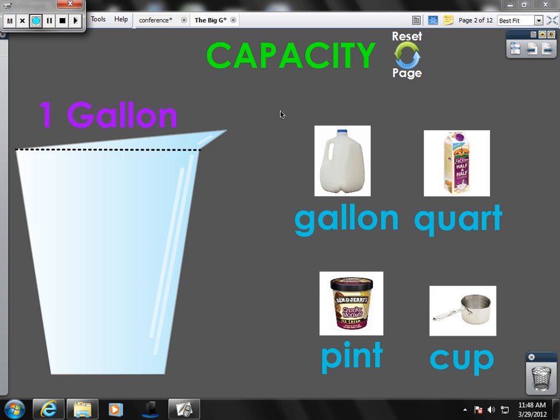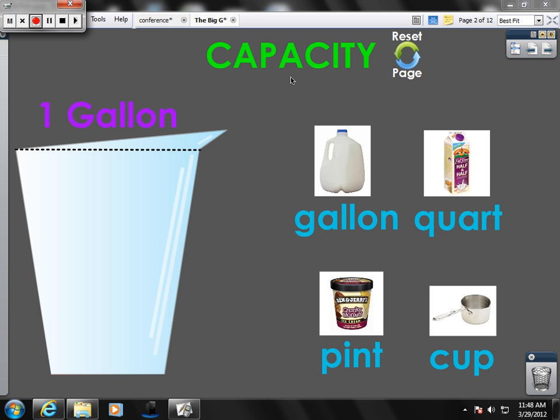So, today we have on the board, I have a 1 gallon jug over on this side, and then I have different icons over here for a gallon. That would be a gallon of milk. This would be a quart of half and half, which is like creamer. This is a pint of Ben & Jerry's ice cream, particularly Chunky Monkey, one of my favorites. And we have a measuring cup that measures 1 cup of liquid.